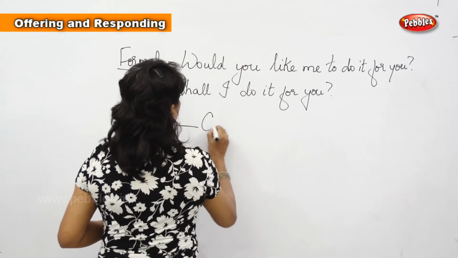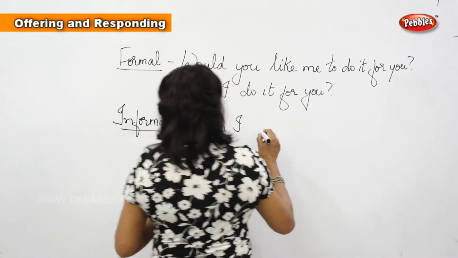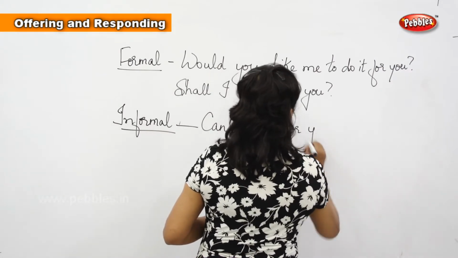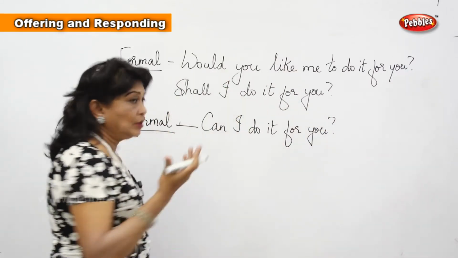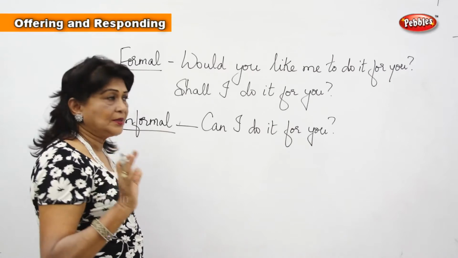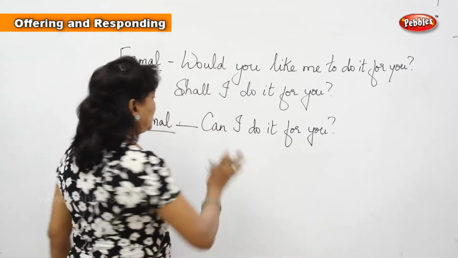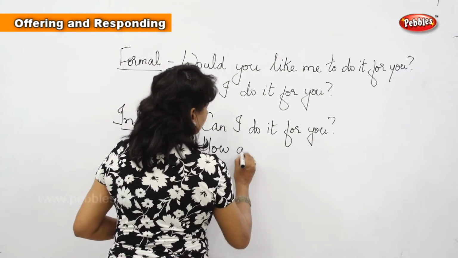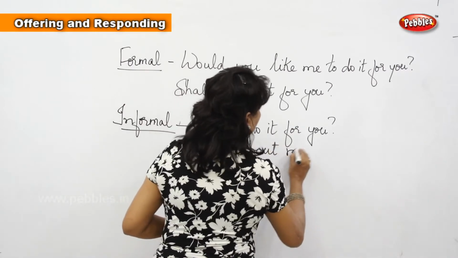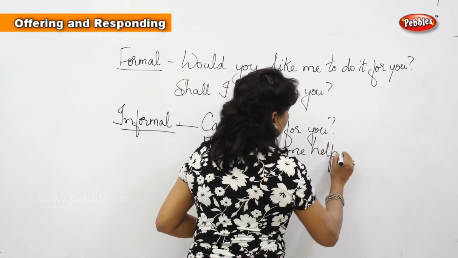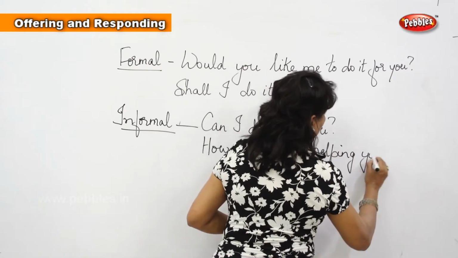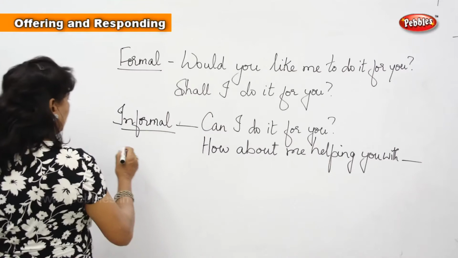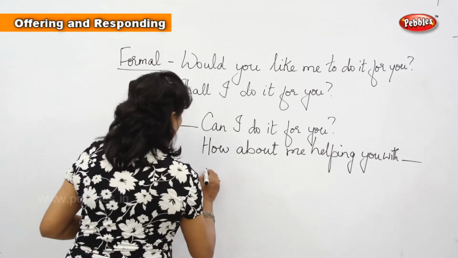Okay, now here you ask, can I do it for you? You don't say would you like me to, or all this, okay. These are for formal situations, this is for informal situations. How about me helping you? With some work, okay. Or next, I'll do it for you.